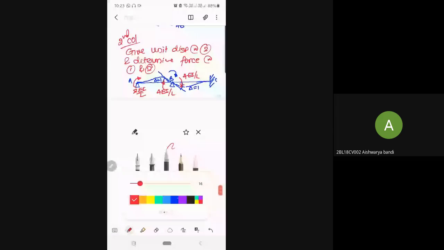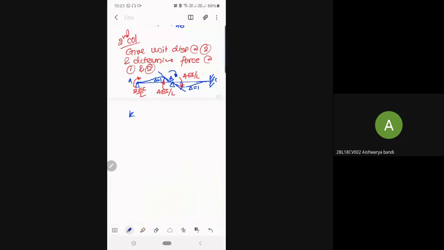So what is next? The second column is K12. What is K12? Force at 1 due to unit displacement at 2. Clear? Force at 1 due to unit displacement at 2. This figure is unit displacement at 2, so I have to calculate force at 1. Where is 1? 1 is at A.